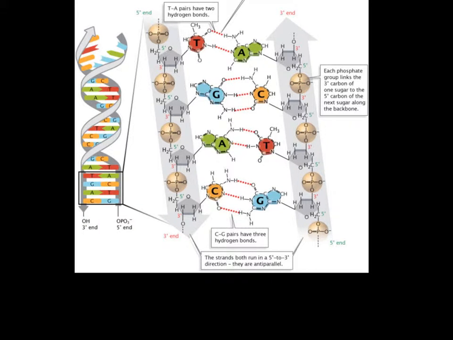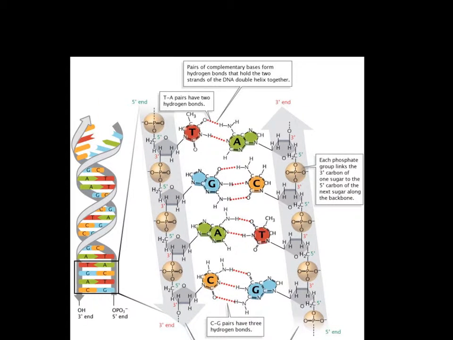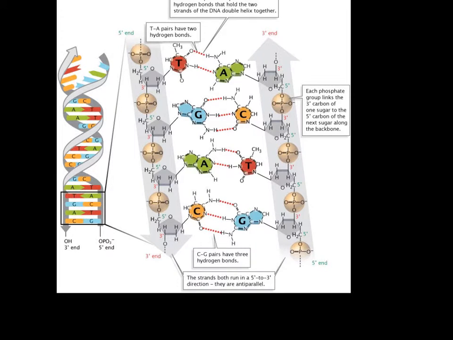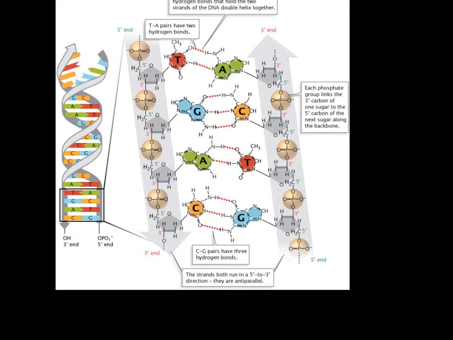DNA is two strands, both running in a 5' to 3' direction, that are anti-parallel. Each phosphate group links the 3' carbon of one sugar to the 5' carbon of the next sugar along the backbone. T and A pairs have 2 hydrogen bonds. C and G pairs have 3 hydrogen bonds. Pairs of complementary bases form hydrogen bonds that hold the 2 strands of the DNA double helix together. That's what creates a double helix DNA structure.